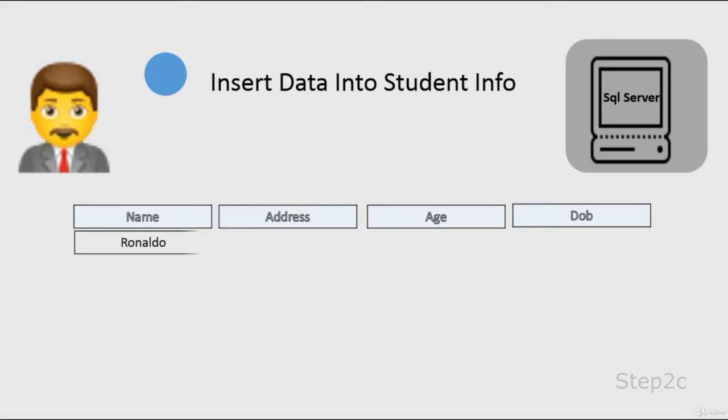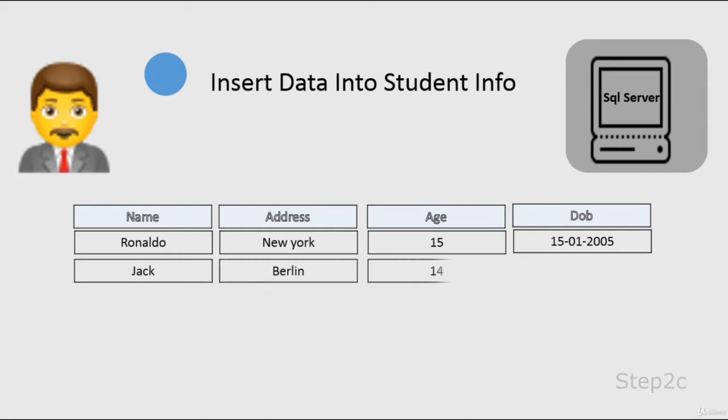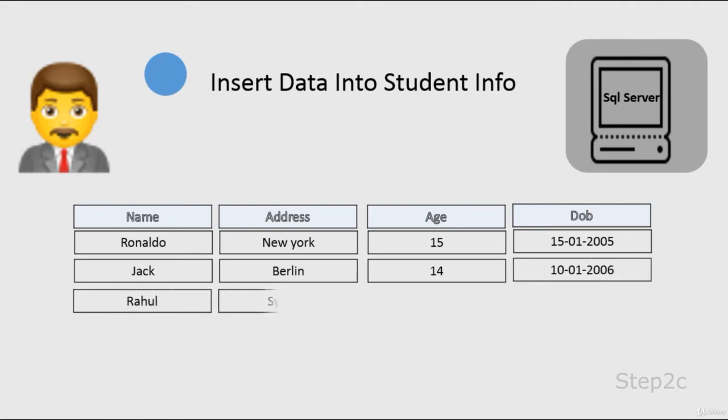Then we saw how to insert the data. We inserted 3 rows into the student info table. First we entered Ronaldo's information, then Jack's information, and finally we entered Rahul's information in the student info table. So these are the 3 rows we inserted into the student info table.